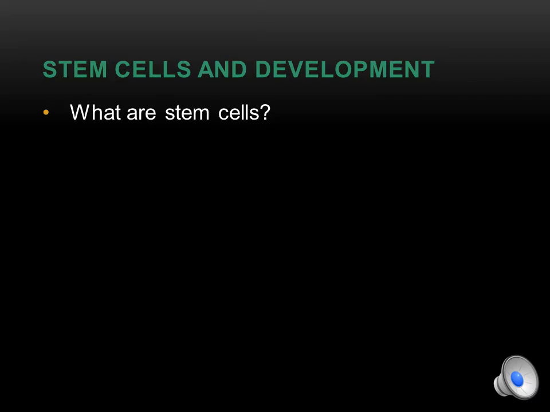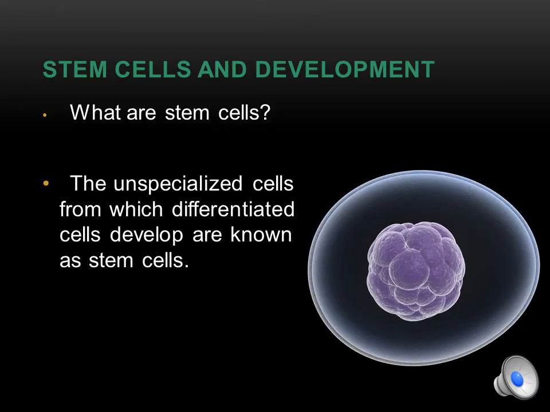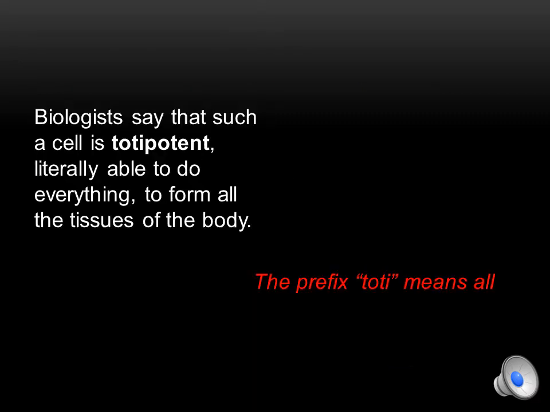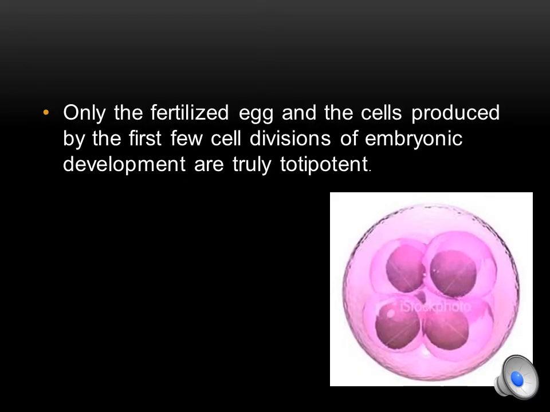So what are these stem cells? Well, these are unspecialized cells that the differentiated cells will develop from, and they're known as stem cells. So one type of stem cell can be called totipotent, meaning that it's literally able to do everything. In other words, it can form all tissues in the body. Normally, these are the first cells that are developed after the egg is fertilized. Those are the only ones that are truly totipotent.